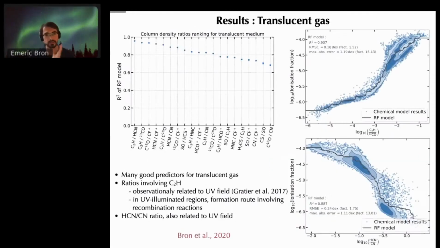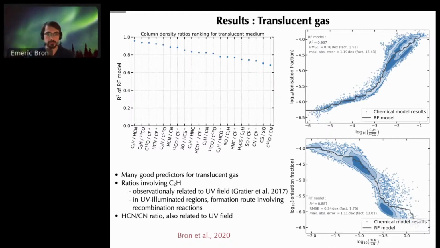We apply this, and here are the kind of results that we obtained. First, on the left, I show the ranking of the different abundance ratios, ranked by the quality of the prediction. Here it's measured using the R-square coefficient, which gives an idea of how much the variance has been reduced when going from the initial variance of the dataset to the residual variance. A value of 1 would mean perfect prediction, and then it decreases to 0 as the quality of your prediction decreases.